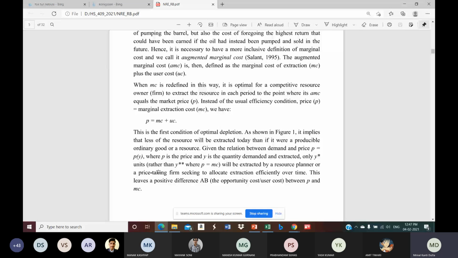Marginal cost will include both the marginal cost of extraction as well as the opportunity cost or user cost. If we add both these together, we get the augmented marginal cost. In the case of exhaustible resources, the price will be adjusted to the augmented marginal cost, which is nothing but marginal cost plus user cost. You can have a look at the diagram. There is a diagram, so you will find it like this.